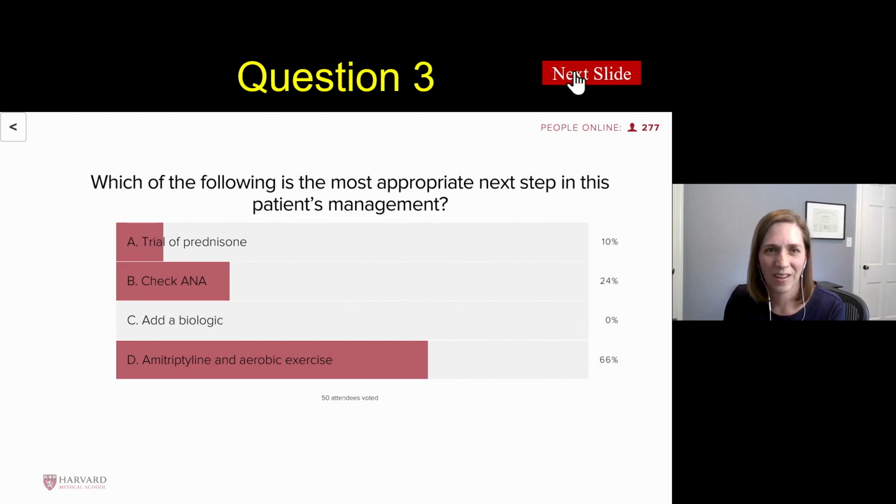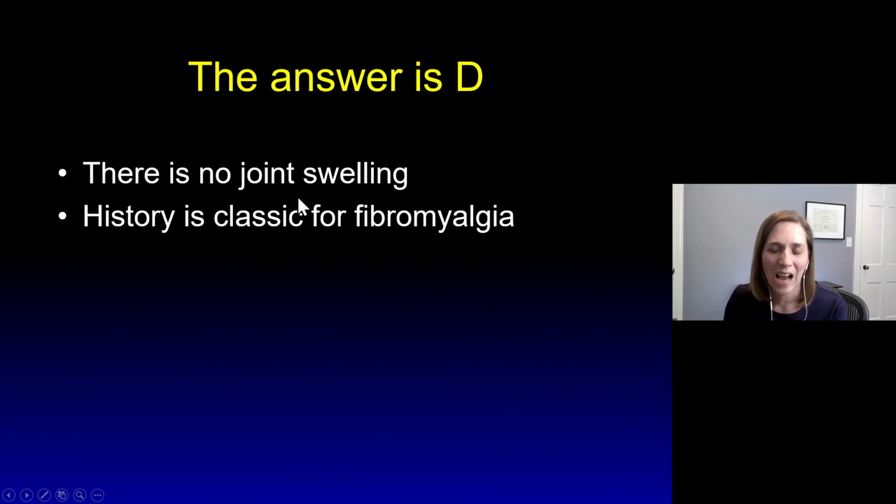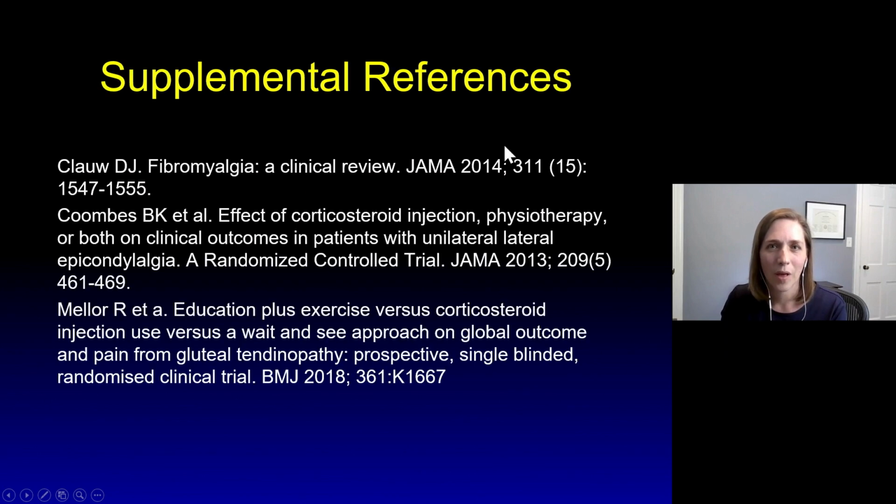All right, interesting. So a little bit of spread here. The correct answer is D, that you want to do a trial of amitriptyline and exercise. And the reason for this is that there's no joint swelling. I was a little tricky in the question here mentioning the sun, but there was no rash. It's just the patient felt more tired in the sun. And in this case, really the patient was basically telling you with their history that it was very classic for fibromyalgia. So that is what I have to present to you today about soft tissue syndromes.